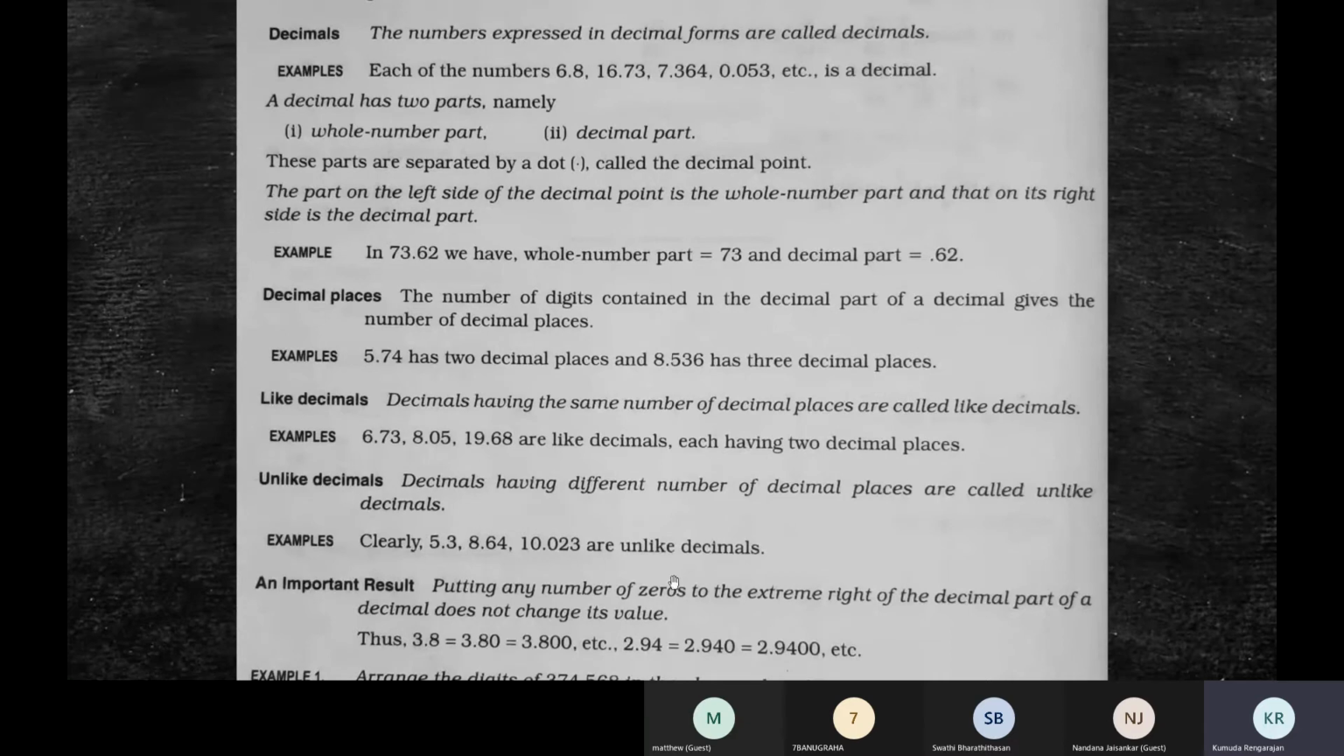Now look at these examples. 5.3, one decimal place. 8.64, two decimal places. 10.023, three decimal places. 0.023, three decimal places. So these are clearly unlike decimals because they have a different number of decimal places. Decimals having different numbers of decimal places are called unlike decimals.